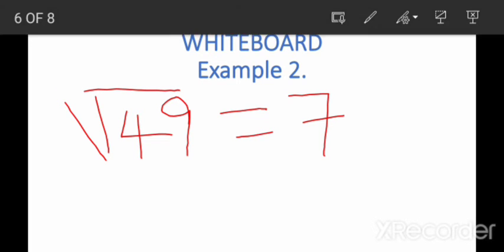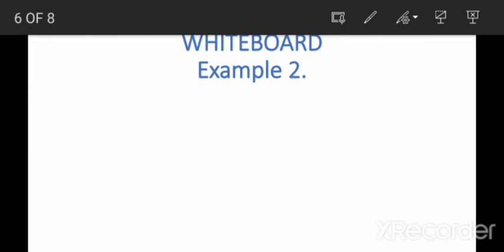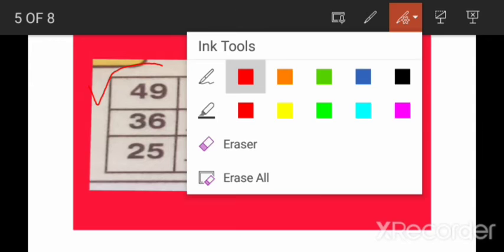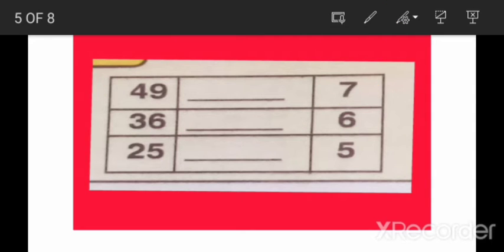Same applies to 36. Same thing applies to 36, assuming 36 was not given to us.